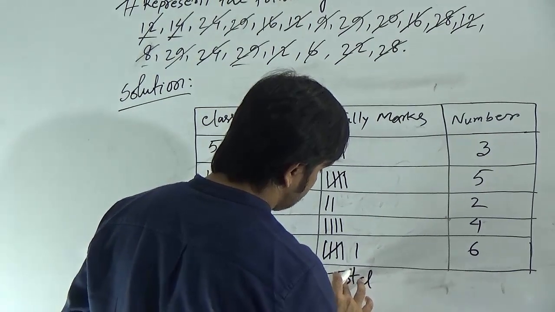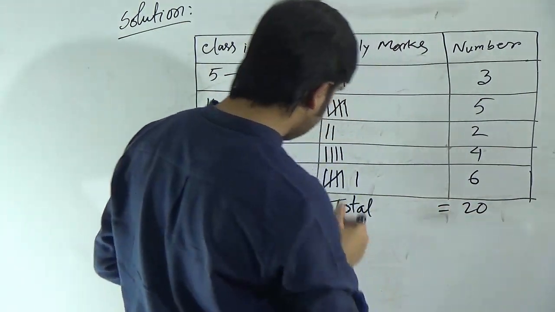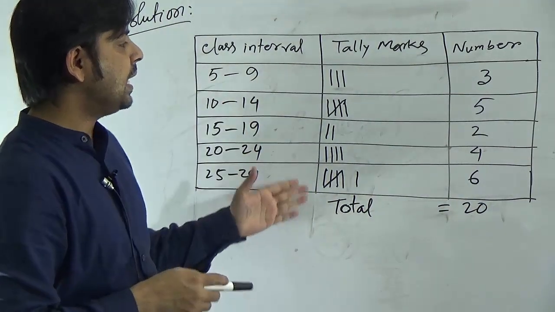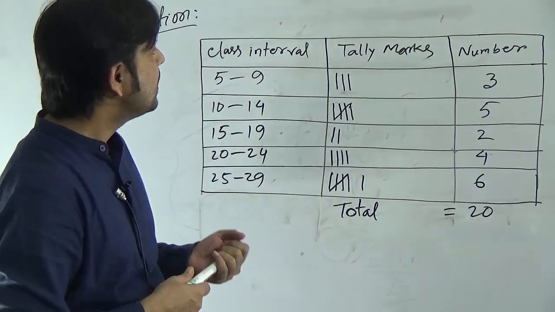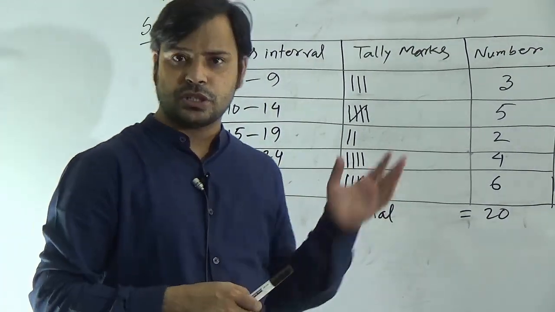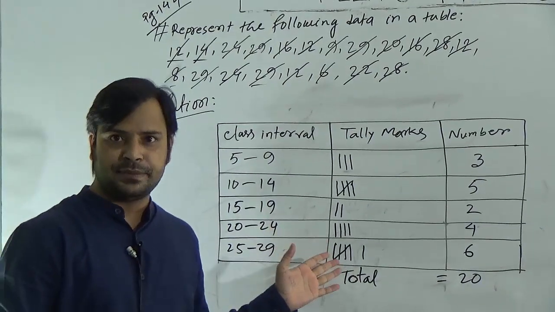Total is 20. It means that all the data I have presented in this table. Dear students, I hope you have understood our today's topic, how to represent data in a table.